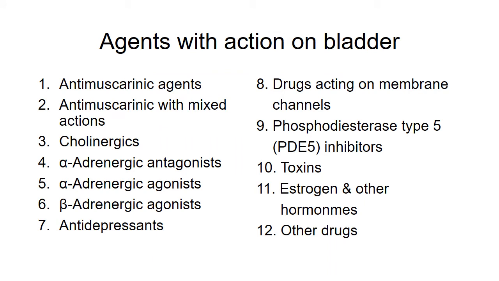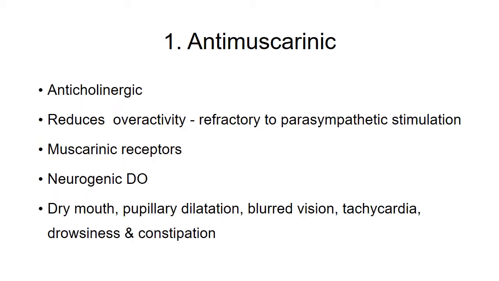antimuscarinic agents, which is the most commonly used, antimuscarinic agents with mixed actions, that is more than one action, cholinergics, alpha adrenergic antagonist, alpha adrenergic agonist, beta adrenergic agonist, antidepressants, drugs acting on membrane channels, phosphodiesterase type 5 inhibitors, toxins like botulinum toxin, estrogen and other hormones, and other drugs.